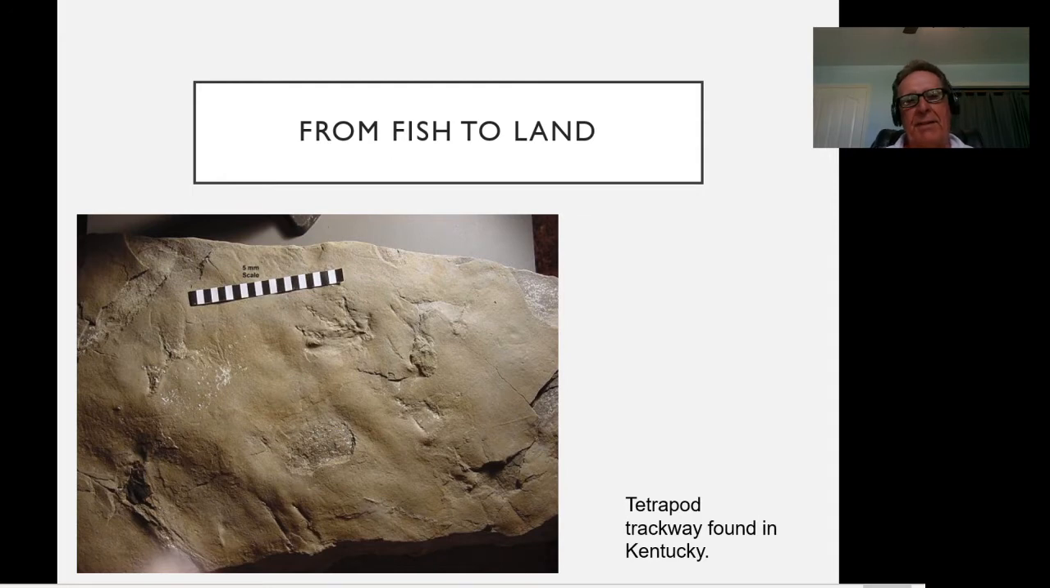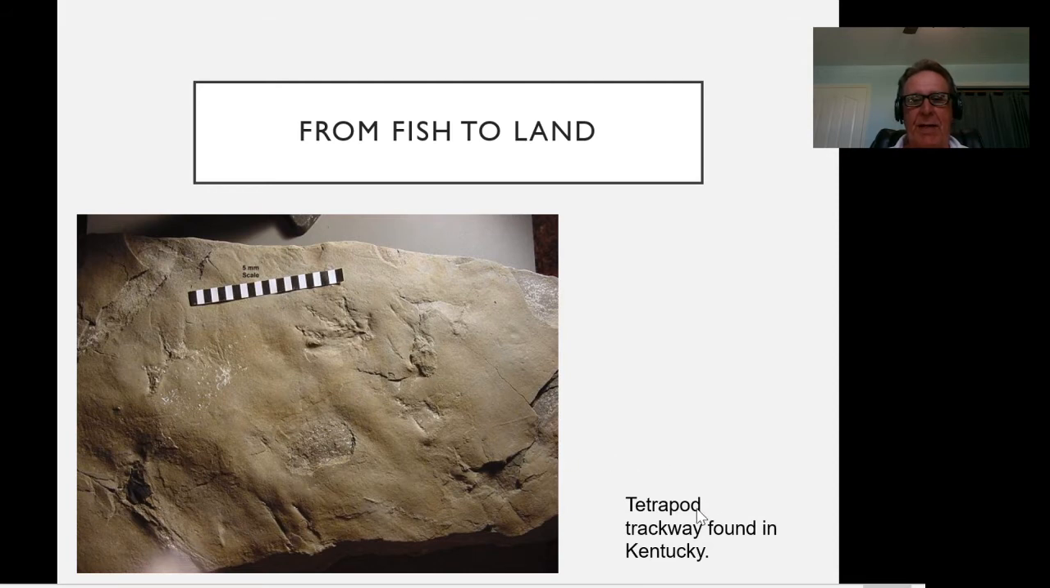So let's talk about this from fish to land, because it's an interesting story. And if you start thinking about it, it's not an easy thing to do. It's not an easy transition for an organism to go from living in an aquatic environment and then moving into a uniquely terrestrial environment. And this happens pretty quick in the Devonian. And we can see some evidence of this.